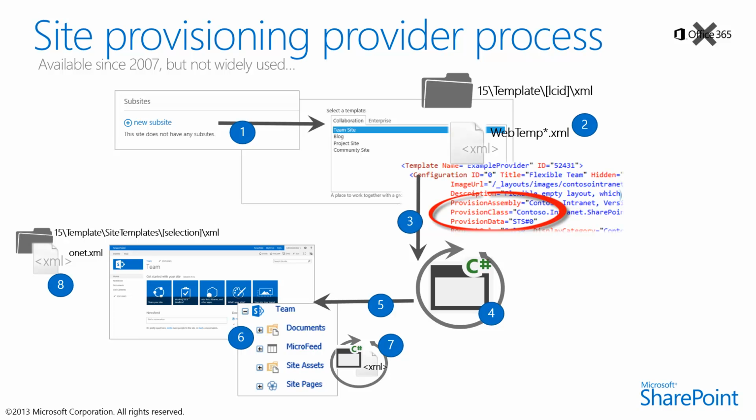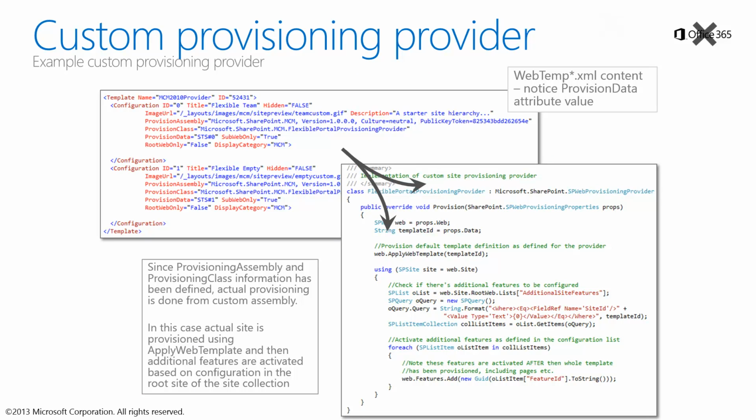Here's a one-slider, because this is not that well known an approach. This is from a pretty old example, and don't worry about the namespaces and so on. This example shows the WebTemp XML, where we provision two different templates to be available for the end user, the flexible team and the flexible empty. And you can see that there's the provisioning assembly, provisioning class and provisioning data structure applied.